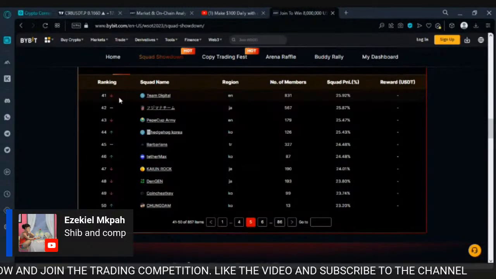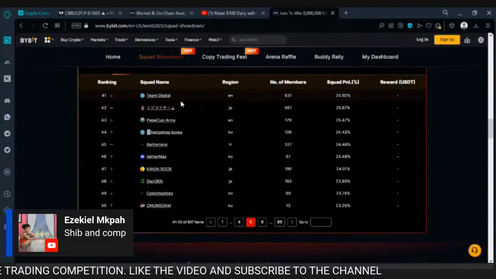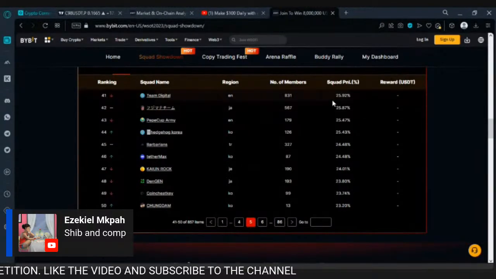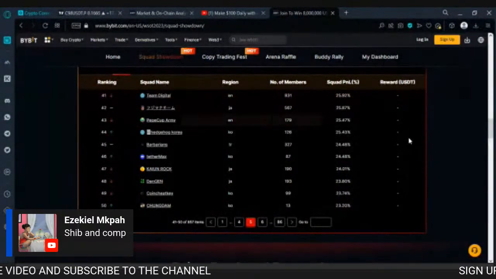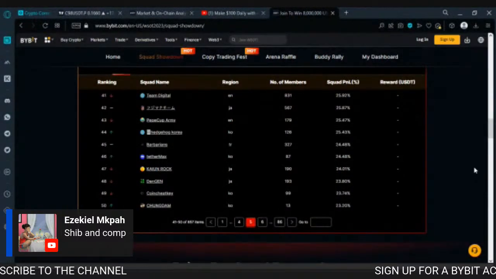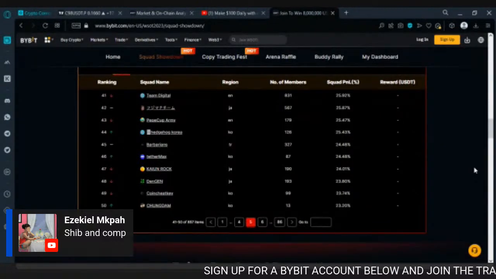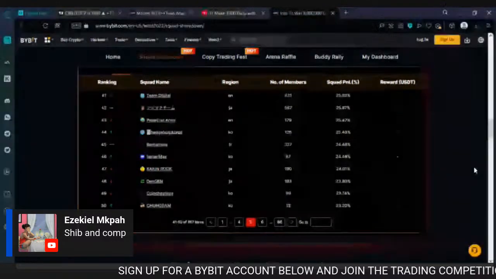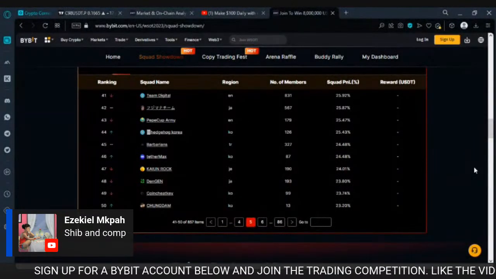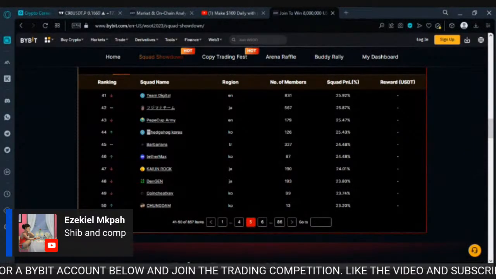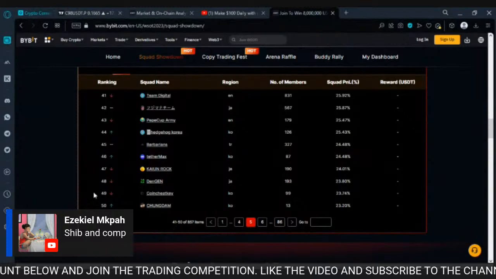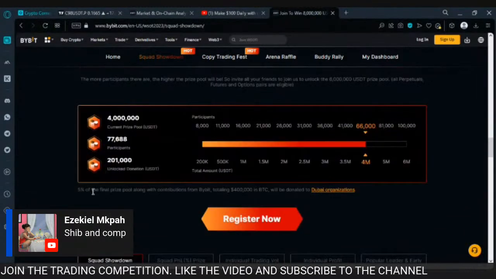Currently we are number 41 right now with 800 plus, and our PNL is just 25%. If we make it 1,000% in PNL and we sustain that, that will push us to number one. All right, so yes.